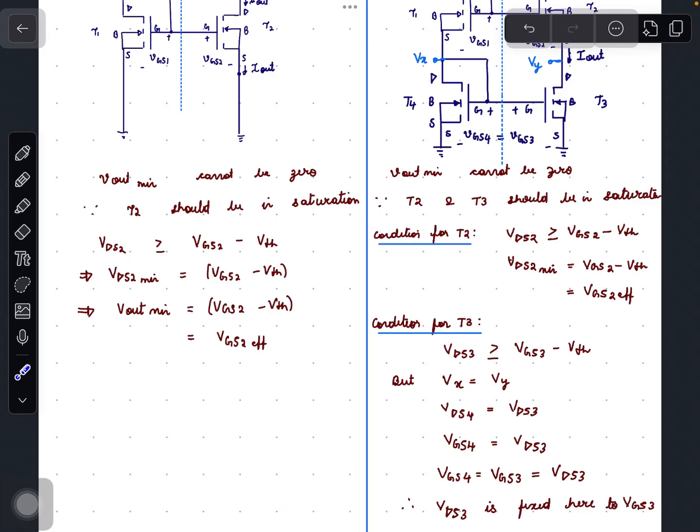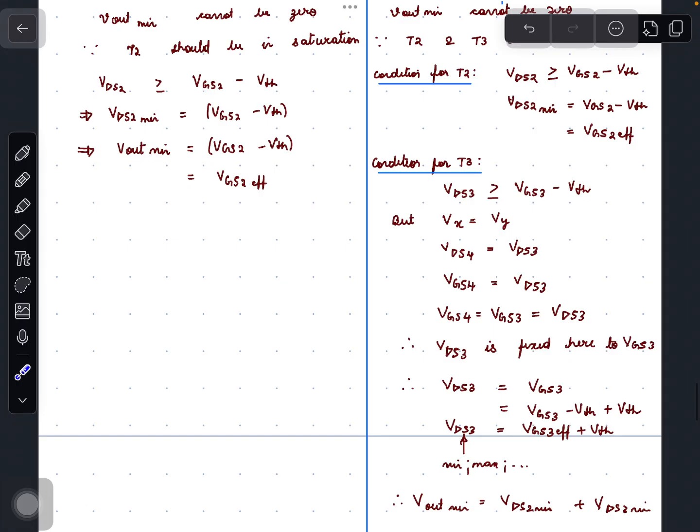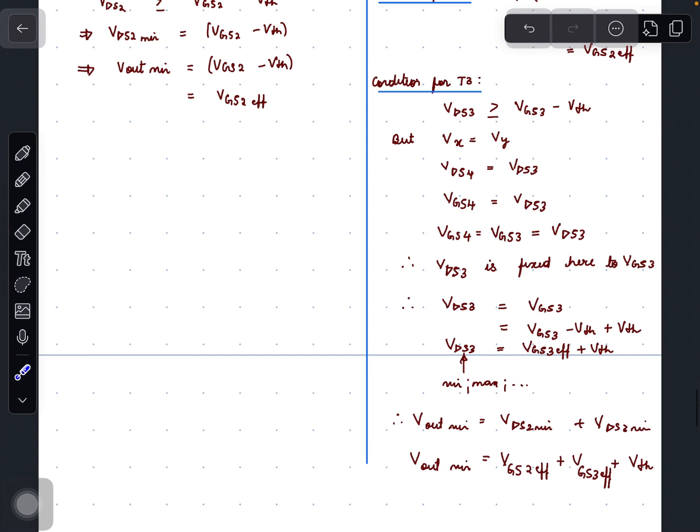So here the VDS3 of T3 is a fixed value and it is fixed to VGS3, which equals VGS4. So VDS3 equals VGS3. We can write VGS3 as VGS3 minus VTH plus VTH, which equals VGS3 effective plus VTH. So VDS3 is a fixed value. Its minimum value or maximum value or the average is fixed to VGS3 effective plus VTH.